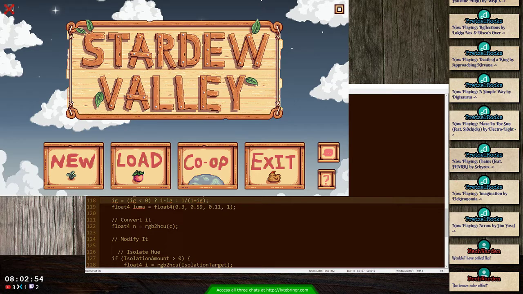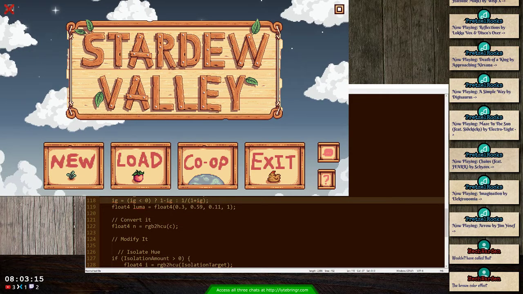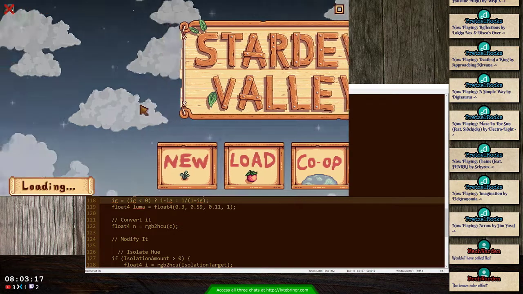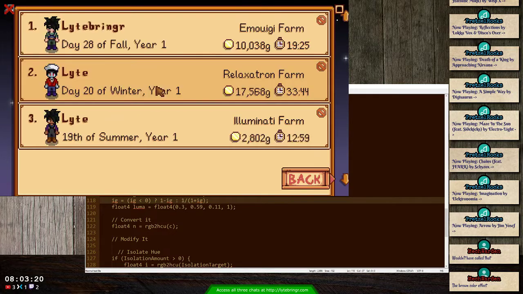The biggest problem I see is that it doesn't change it in real time. So when you're trying to pick a color, it won't change anything until you hit OK. But let's actually go in and take a look at how it looks with the color isolation.